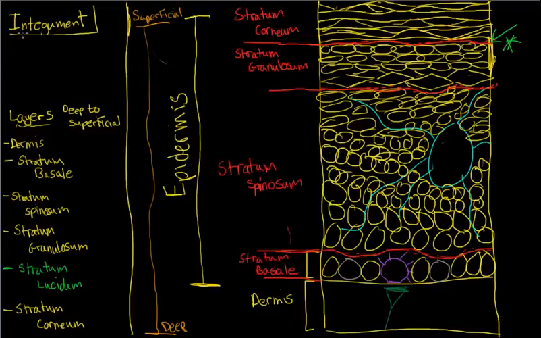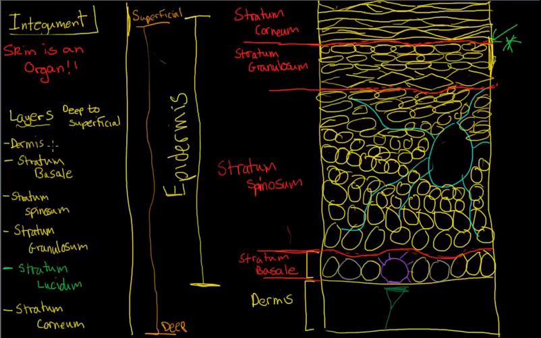Today we're going to be talking about integument, or skin. First thing I want to mention is that skin is an organ. It has all four major types of tissue: epithelial tissue, connective tissue, muscle tissue, and nerve tissue. So skin is an organ.